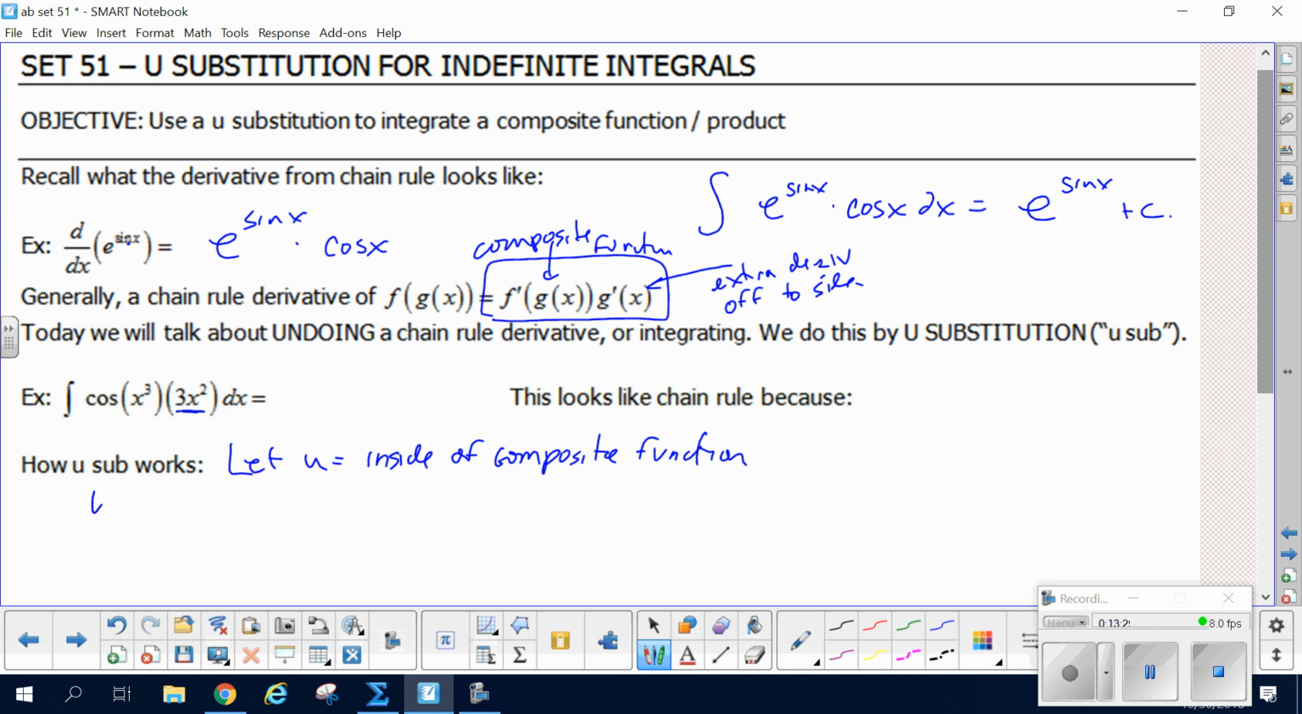So you're going to let u equal, well, what is the inside of the composite? Let's start with the composite function. What's the composite function? The function within a function. Where's the function within a function, people? X cubed in cosine, okay? Therefore, u will be the inside of the composite function. So you'll let u equal x cubed, okay? And I wish I would have put that on there.